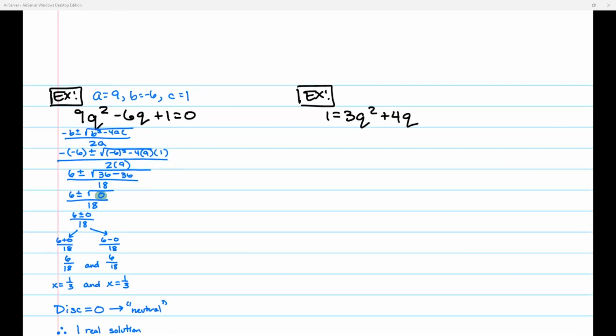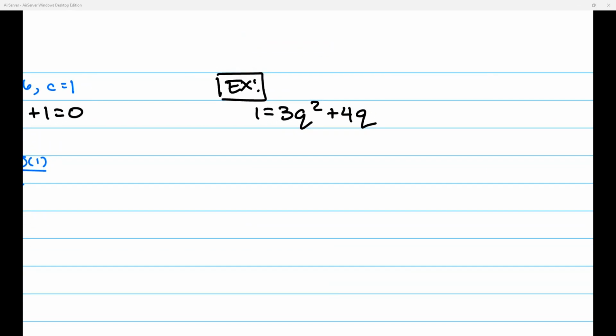Okay. Last one, guys. This was supposed to be a you try, so go ahead and press pause on the video. I want you to try getting this done. I'm going to assume you already did that. I'm going to swing that one to the other side just because I think it's easier and say that 0 is equal to 3q squared plus 4q minus 1.